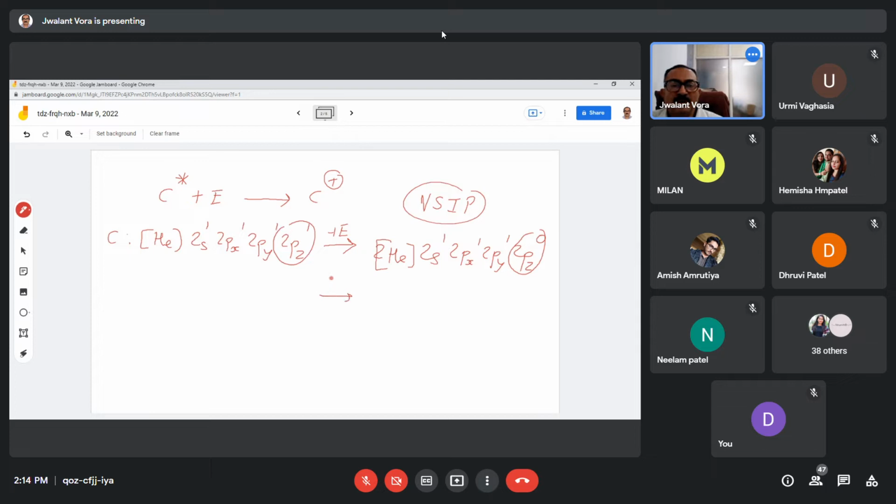Or plus energy to convert it into helium core, 2s0, 2px1, 2py1, 2pz1. So this is the difference. The amount of energy for this one will be comparatively more compared to this one, because 2p orbitals are away from the nucleus. So a smaller amount of energy has to be provided for its removal.